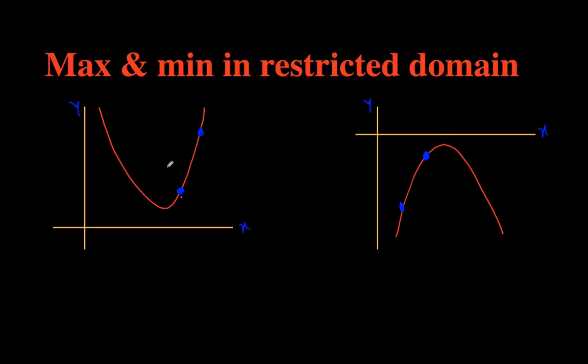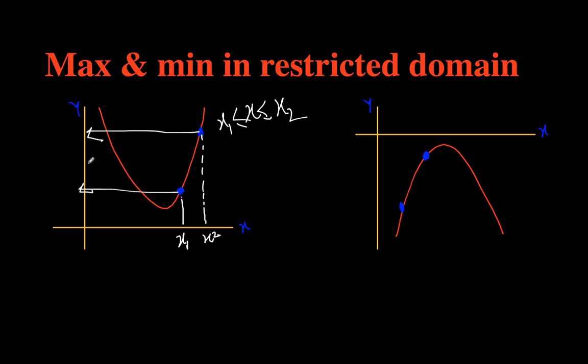Suppose this is your x1 and this is your x2, and now I say find the maximum or minimum value of this graph in the range of x in between x1 and x2. You can see that at this point we are interested in this value. Here the maximum is not infinite and even the minimum is not the vertex. So just take this value and put it into the equation, and you will get the maximum.